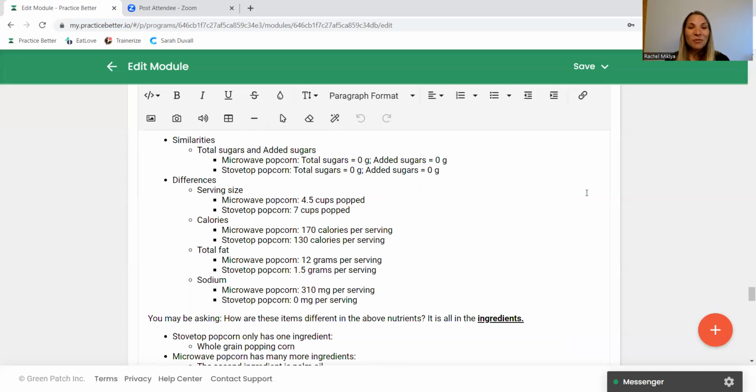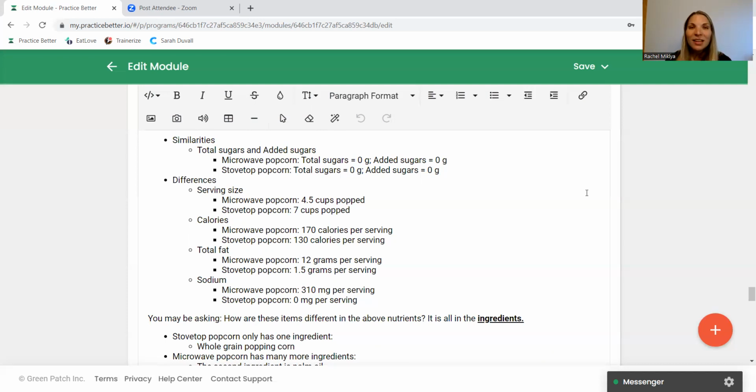And then even with the serving sizes, the calories are different. So even though the serving size of microwave popcorn is less, the calories are more. And you're going to maybe be like, oh yeah, that's because there's maybe no butter and salt in the stovetop popcorn, which is true. And that's the reason why the total fat is different and the sodium is different as well.